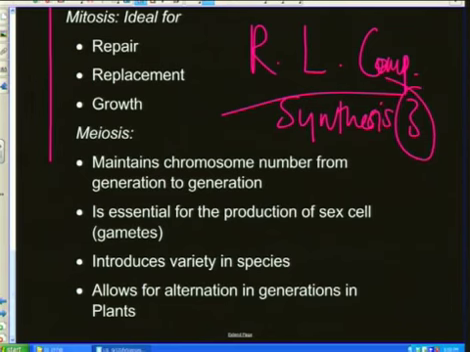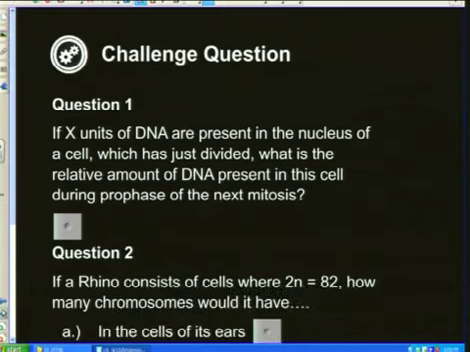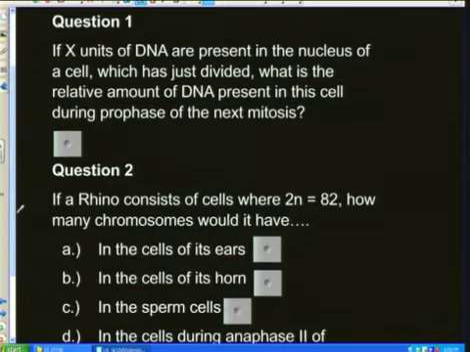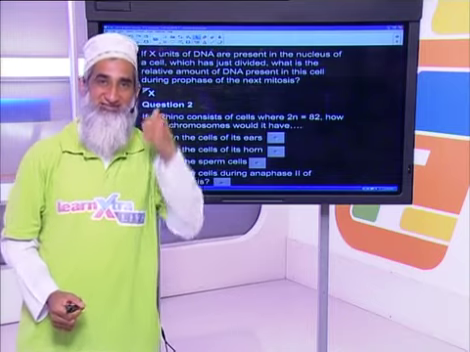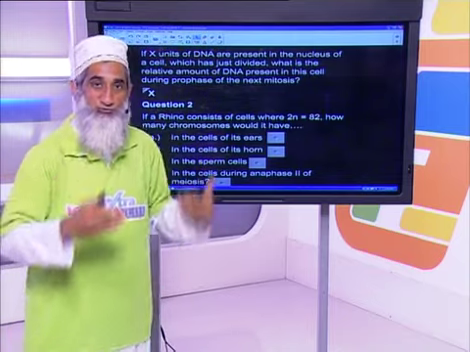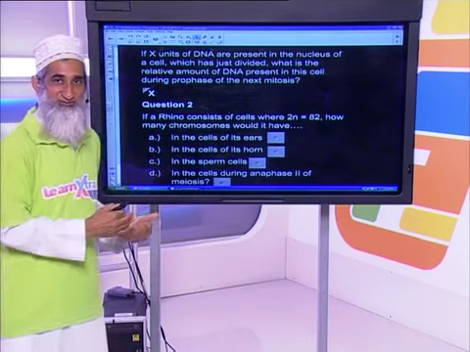3 marks. Good. Let's look at the challenge question. If X units are present in a nucleus of a cell which has just divided, what is the relative amount? Again, we don't have to read the question. You've done that already. And obviously, because it's mitosis and it's exact duplication, the answer has to be X, the same amount of chromosomes, because this is mitosis.